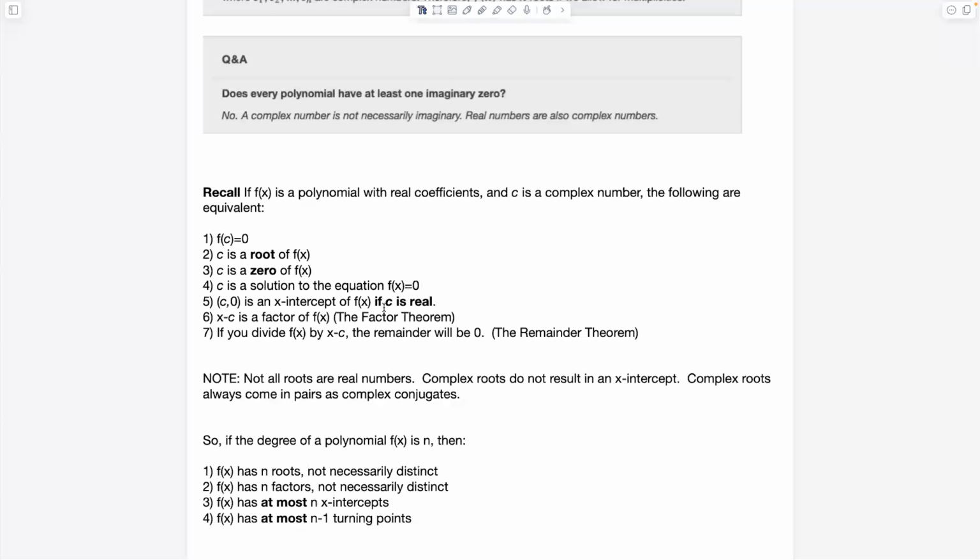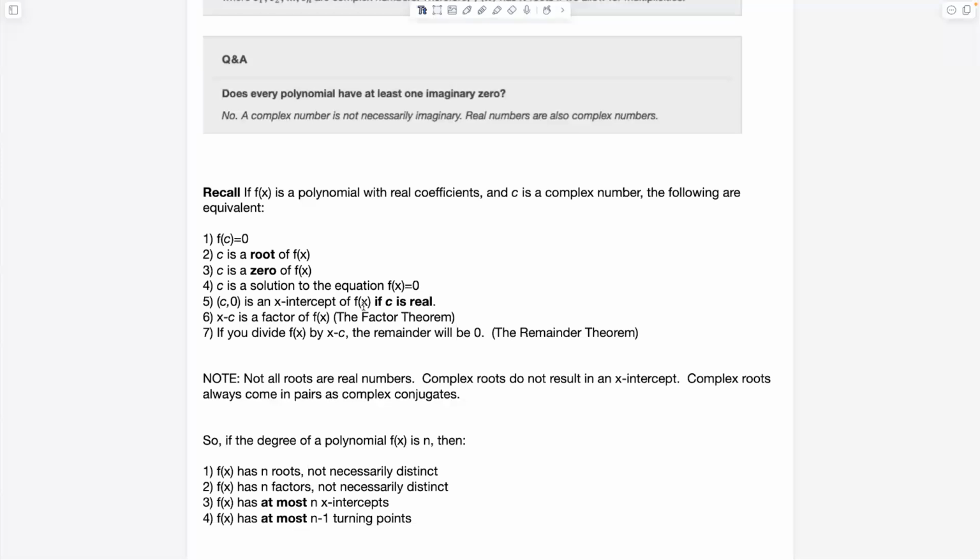Now, if C happened to be a real number, remember all of this is true for any complex number. If C happens to be a real number, then not only do you know yourself a root, you also know an x-intercept. You also know a factor. This is true no matter what, even if C is complex. Roots correspond with factors.